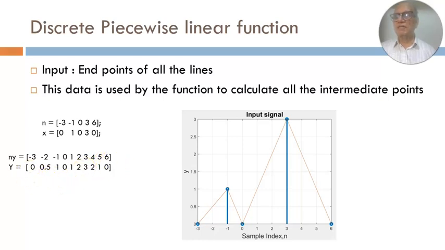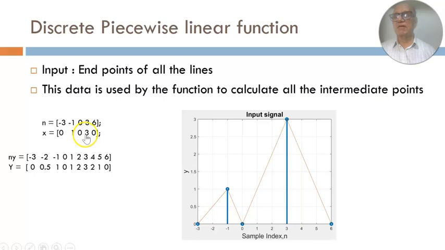So you will require insertions for the sample index values, and you will also require the insertions for the sample values themselves. For example, in this case, the endpoints were -3, 0, -1, 1. So the intermediate points, that is -2 and 0.5, will be inserted by the function itself. From -1 to 0 there is no insertion required. But from 0 to 3, you will require 1, 2 inserted, and these values also inserted, 1, 2 and 3.